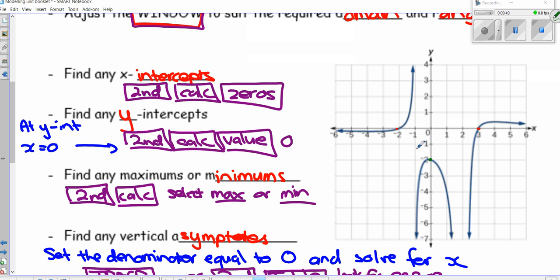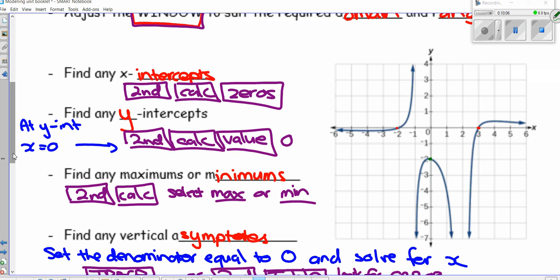So this could potentially be a maximum. You would have to double check by finding it on the calculator. Second calc, left bound, right bound. And if it doesn't find a maximum, then you know it's not a max. This could be a maximum for sure. That looks like a maximum. But this one is a bit vague. It could just be drawn a bit weird.